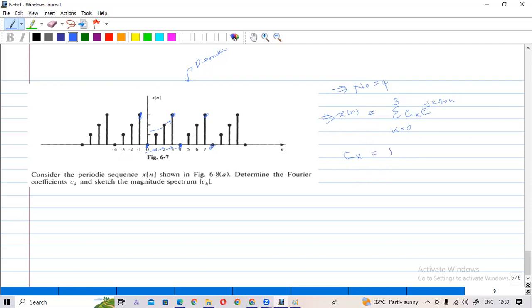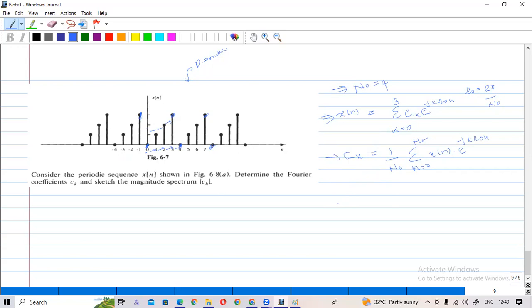To find the Fourier coefficients, you are given the identity 1 over N naught, sigma n from 0 to N naught minus 1, x[n] e to the power minus j k omega naught n. This omega naught is the fundamental frequency, equal to 2 pi by N naught. You know N naught, so you can find omega naught also. Let's see how to do this. This is the general form.